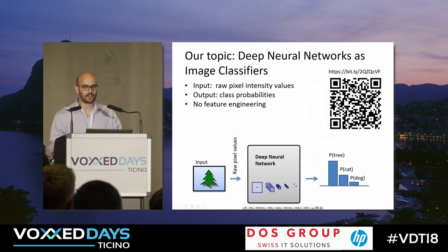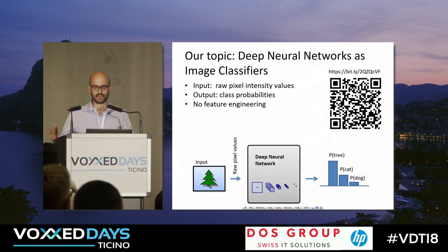And image classification is a task where you are given an image as input, and you want to predict something about the image. And in terms of classification, we mean that we want to find which class the image belongs to.